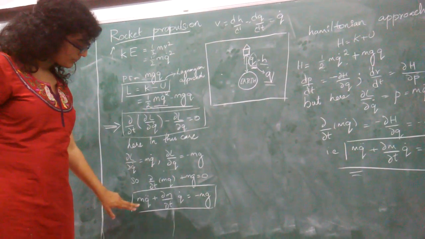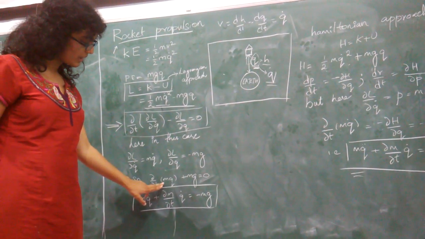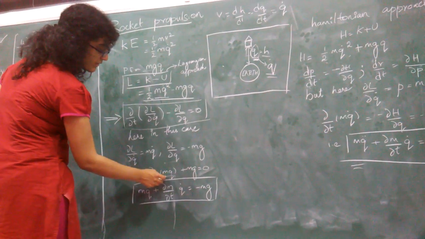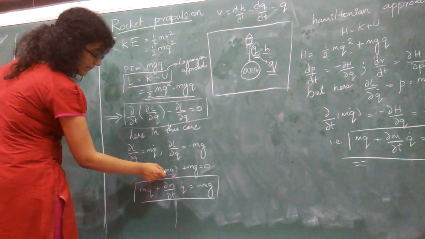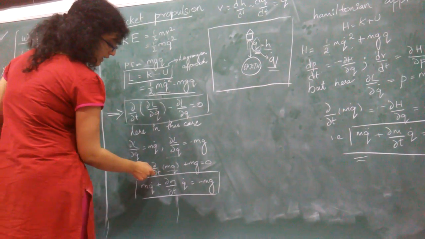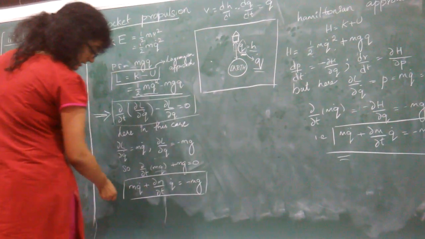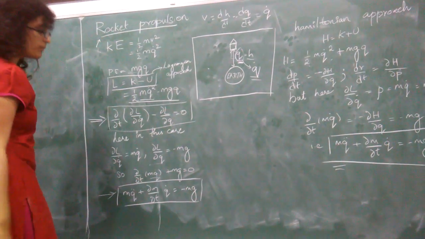Since m and q dot both depend on time, using the product rule of derivatives, you will first write m q double dot plus ∂m by ∂t times q dot is equal to minus mg. And this is our equation of motion using the Lagrangian.